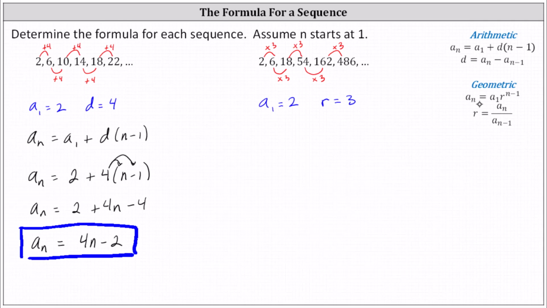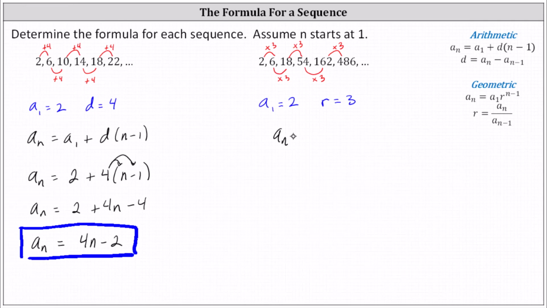Again, looking at our notes, for a geometric sequence, we can write the formula in the form of a sub n equals a sub 1 times r, the common ratio, raised to the power of n minus 1, where the common ratio can be found using the formula a sub n divided by a sub n minus 1, which indicates we can select any term in the geometric sequence except the first term, and then divide by the previous term to determine the common ratio r. Notice 6 divided by 2 is 3, 18 divided by 6 is 3, 54 divided by 18 is 3, and so on.